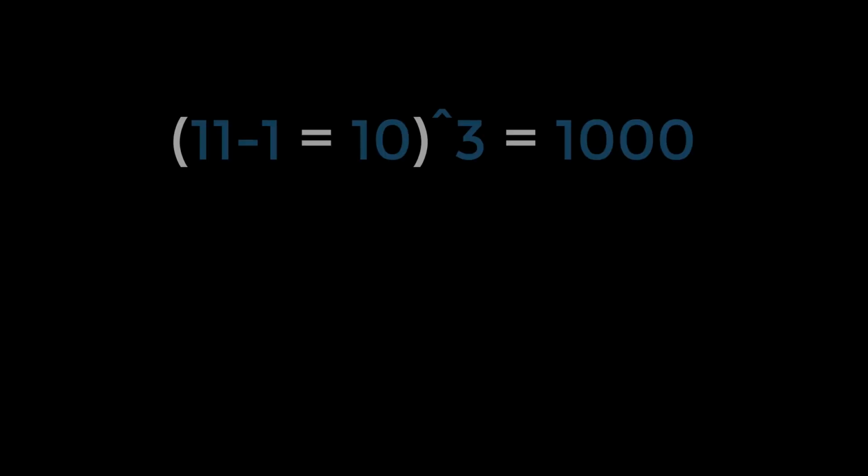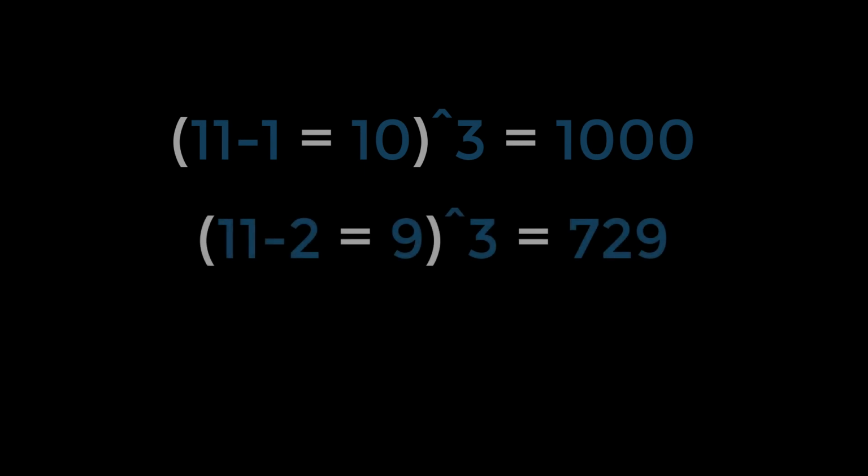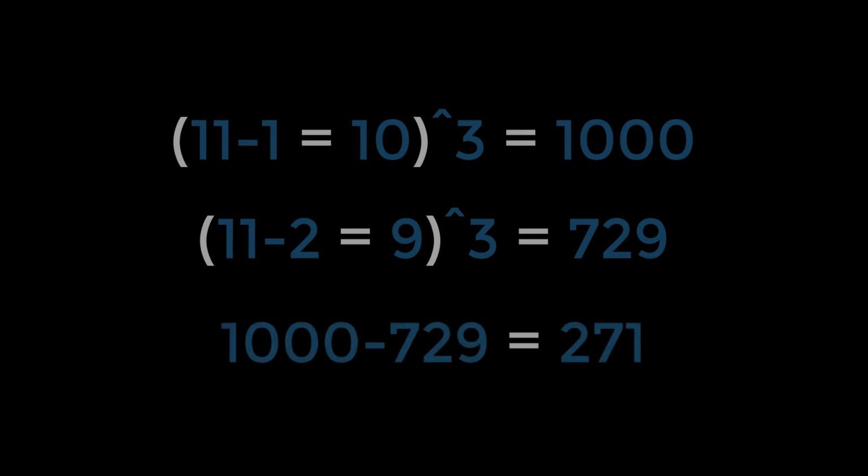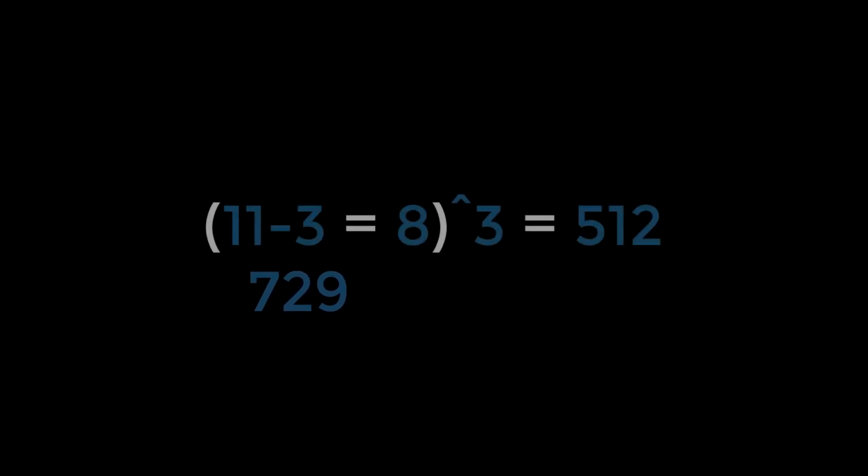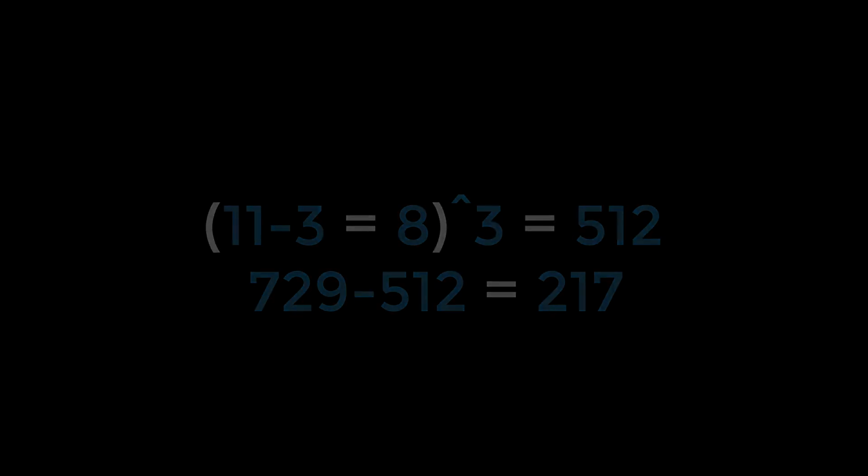Raise 11 minus 1, so 10, to the power of 3, and then subtract from that 11 minus 2 to the power of 3, which is 9 cubed, which is 729. In our case, the difference is 271. Next, take that 729 and subtract from it 11 minus 3 to the power of 3, so 8 cubed, or 512. 729 minus 512 is 217. Now, subtract 217 from 271 to get 54.